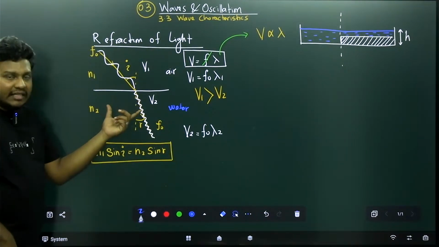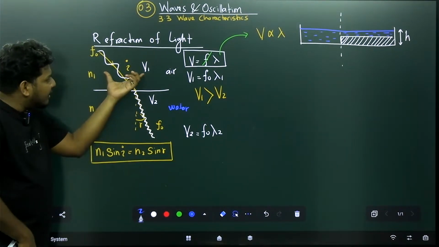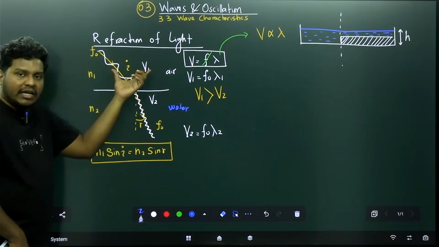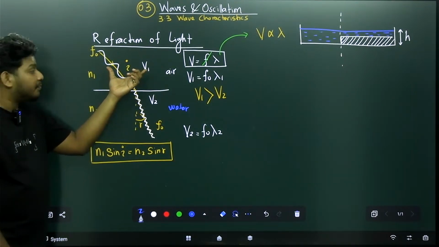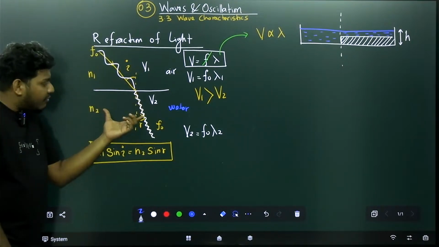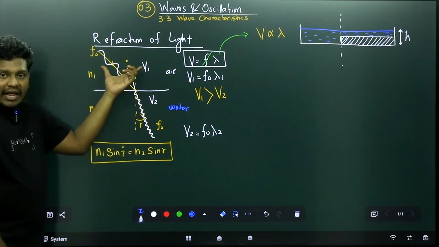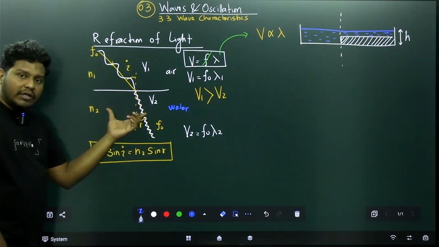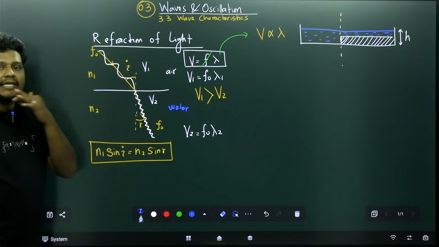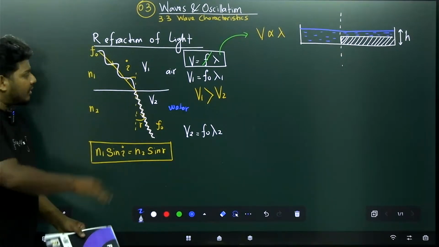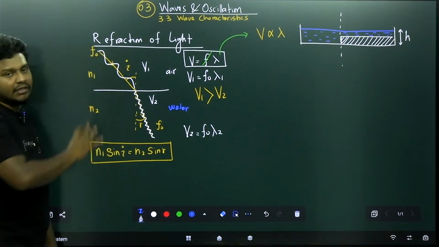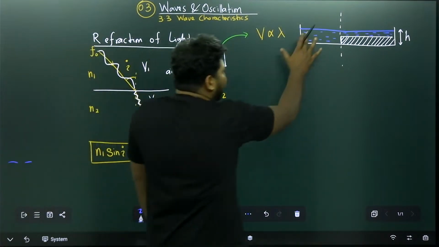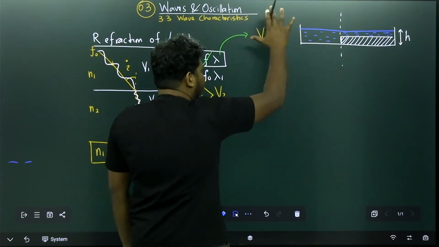While you are looking at this one, this is air, this is water. In the air, the light's velocity is different. In the water, the light's speed is different. So there is a difference between the speed in these two mediums. This one also, guys, is like that.